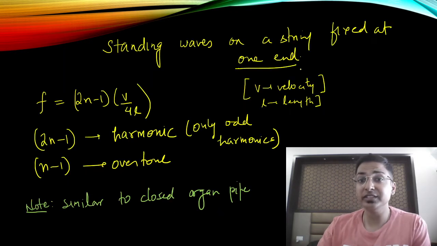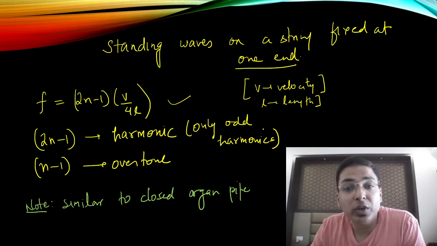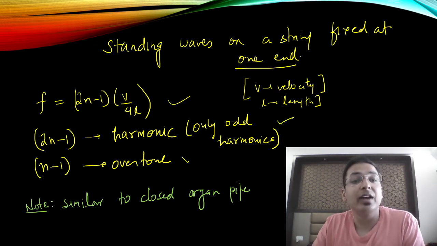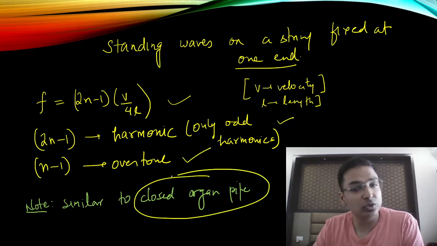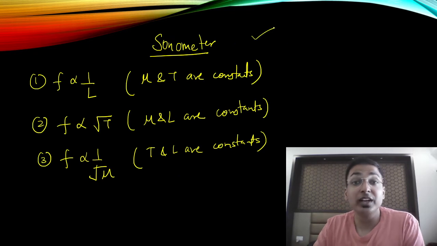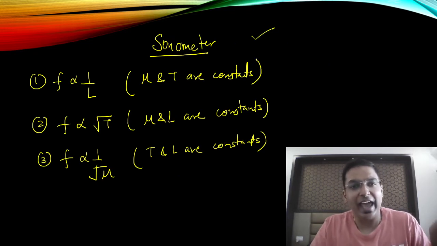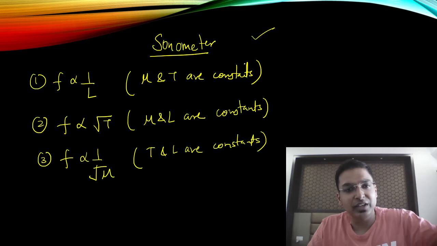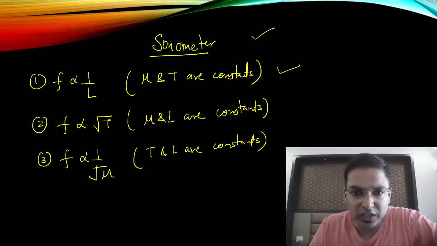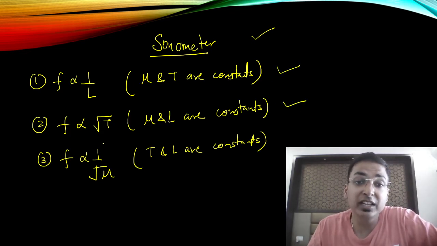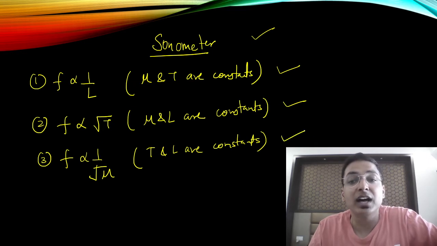Then on a string fixed at one end, we have this formula. Here 2n minus 1 gives you the harmonic and n minus 1 gives you the overtone. This is similar to a closed organ pipe. Then sonometer, very simple. F is what we have already done, just the summary. So f is proportional to 1 by L, proportional to root T. T is the tension, and mu is the mass per unit length.